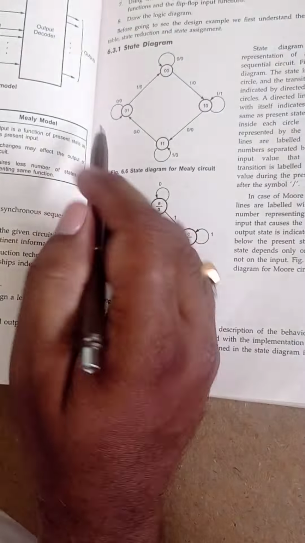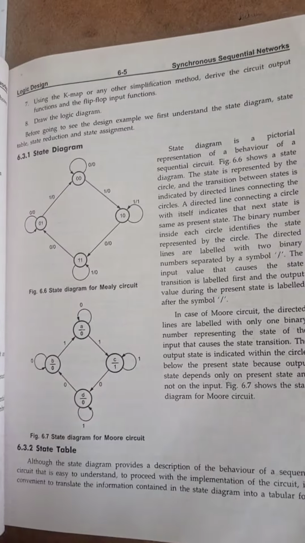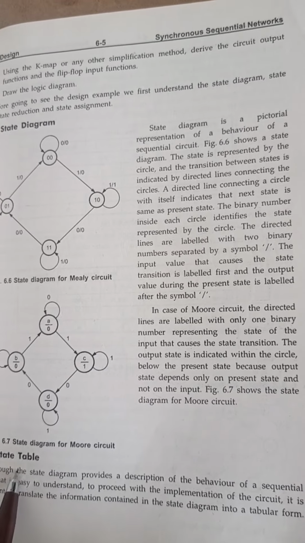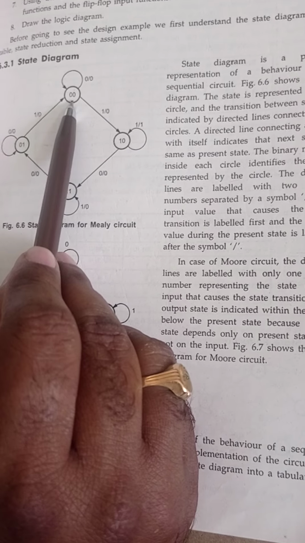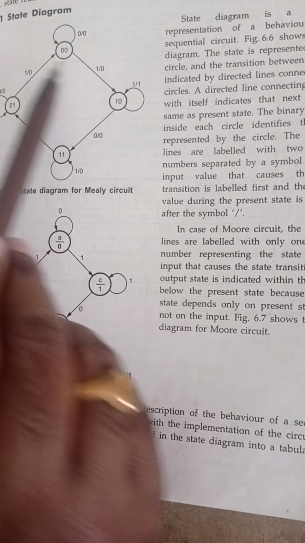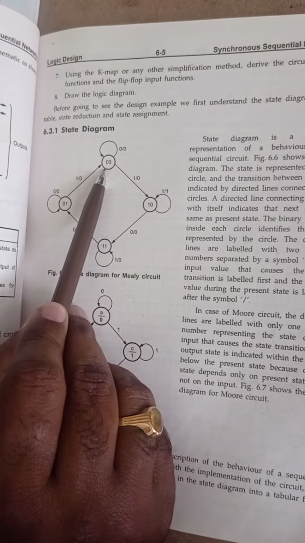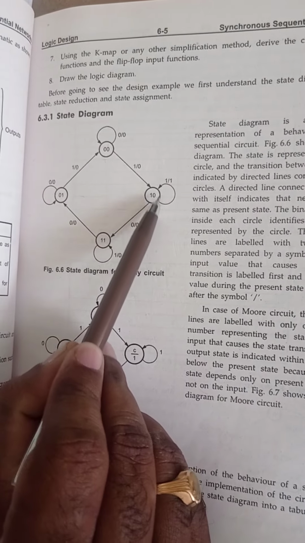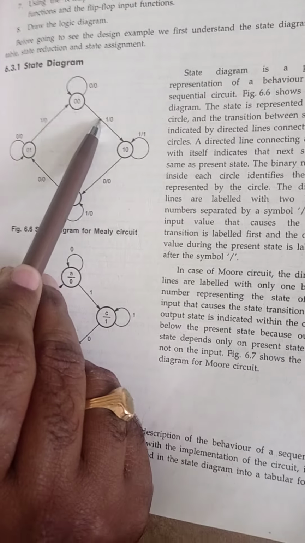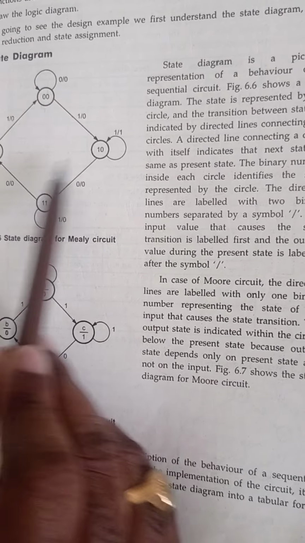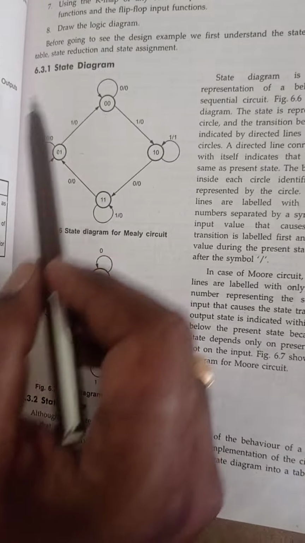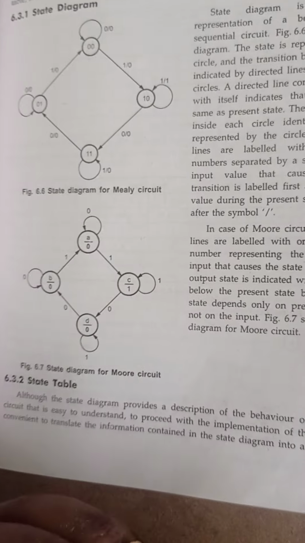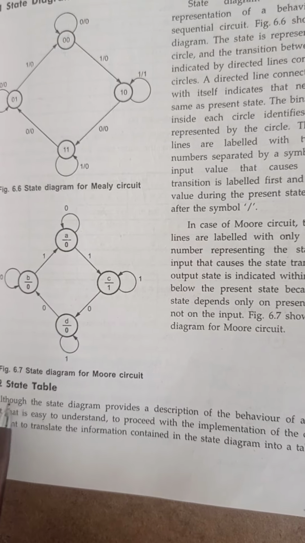From this state diagram, we can draw the state table. State table means, from this, suppose 0 0 is the input, then what is the next state? This arrow mark states if this is the present state, then this arrow mark tells this is the next state, this is the input, this is the output. This state diagram represents the states: what is the present state, what is the next state, what is the input, what is the output. From the state diagram we can draw the state table.